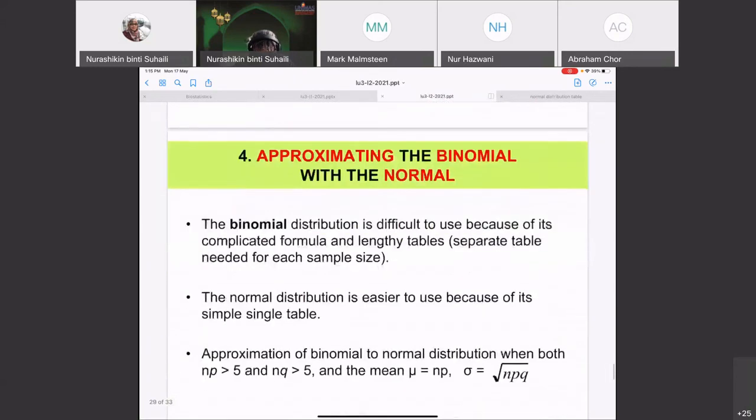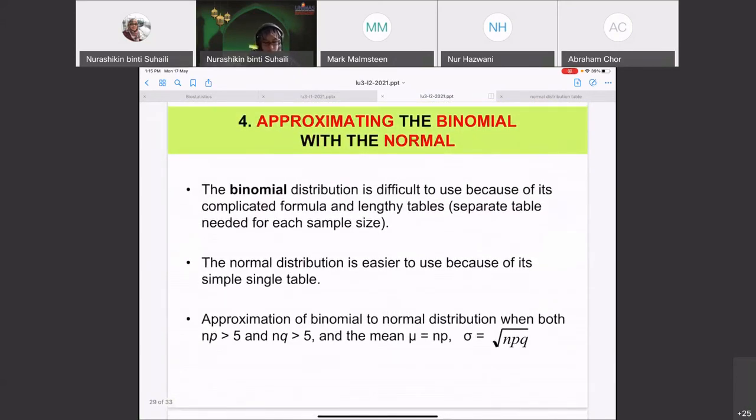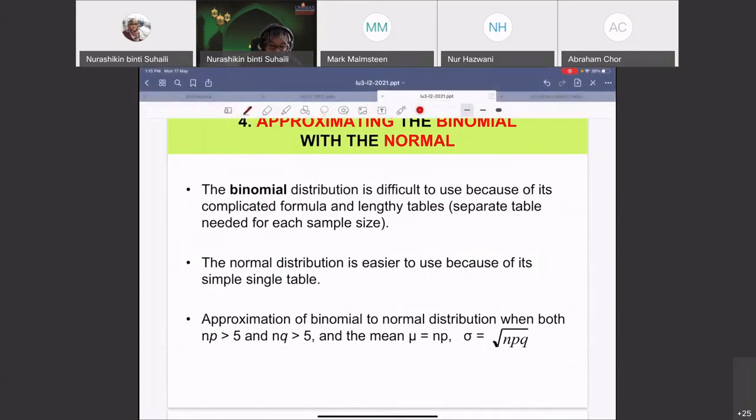I think this is the more important one. Approximating the binomial with the normal. Whenever we have binomial data, we can actually use the normal distribution, provided that it satisfies these two conditions.